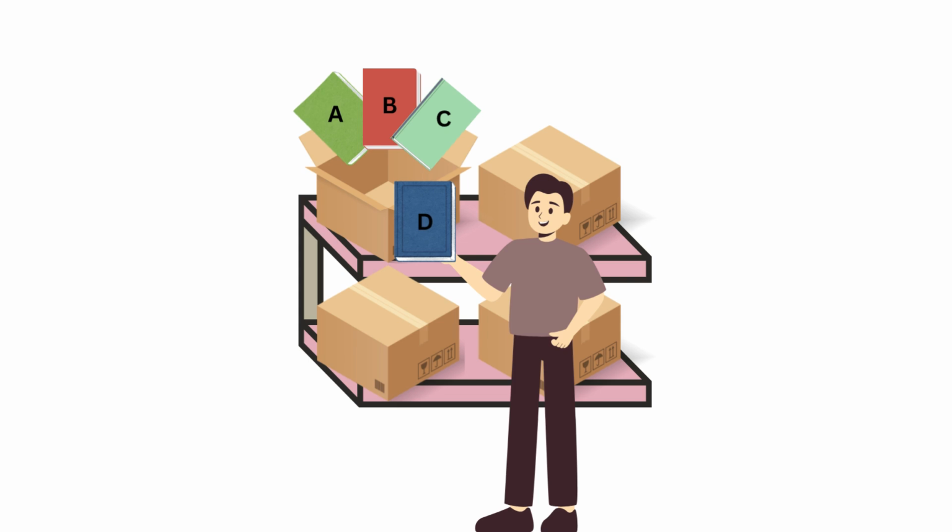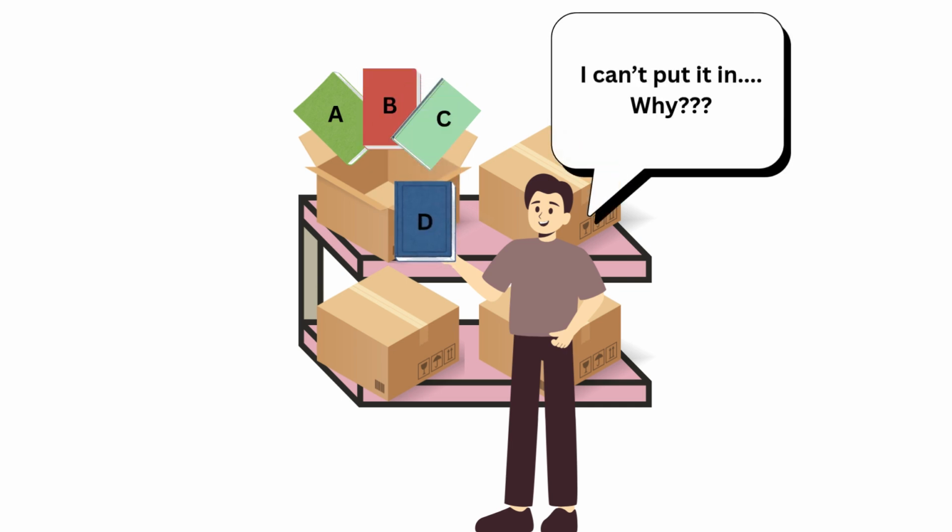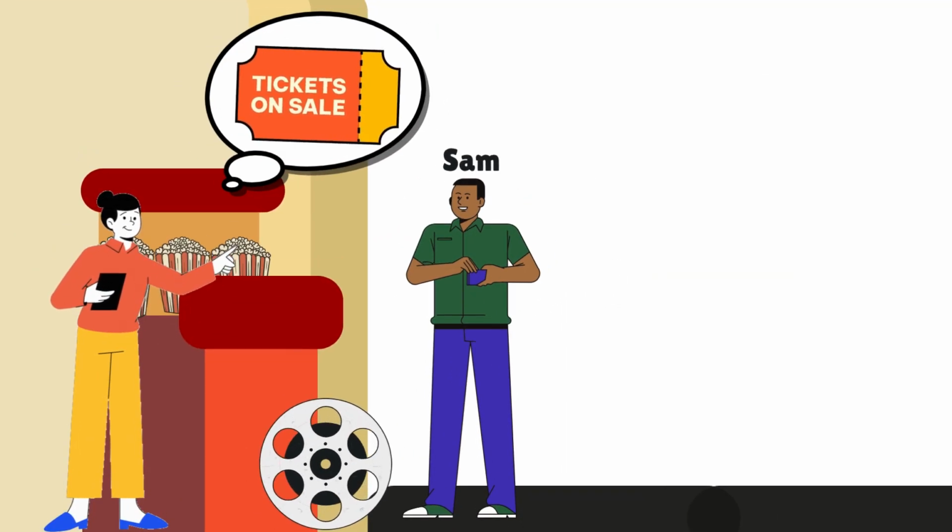If a new page needs to be added and the shelf is full, the computer must remove one of the old pages to make room for the new one. How does it decide which page to remove? That's where something called a page replacement algorithm comes in. And today, we'll learn the simplest one, FIFO, just like standing in line to buy a movie ticket.